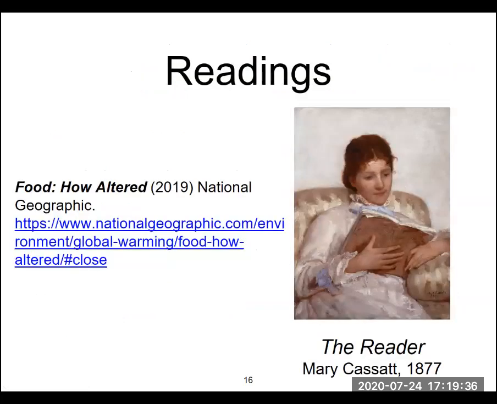Now, the reading for this is a National Geographic article related to global warming and how foods are altered over time. So I encourage you to take a look at that.